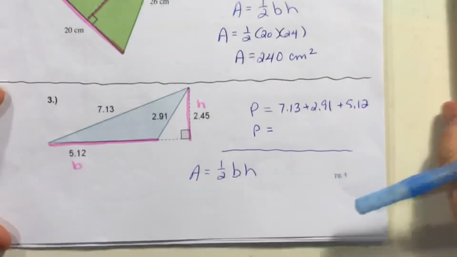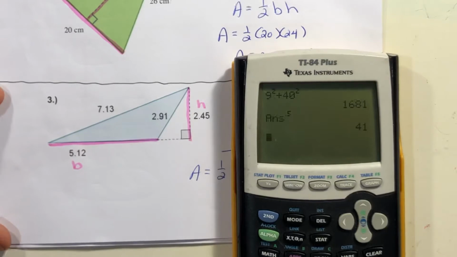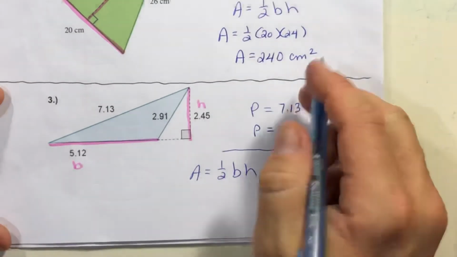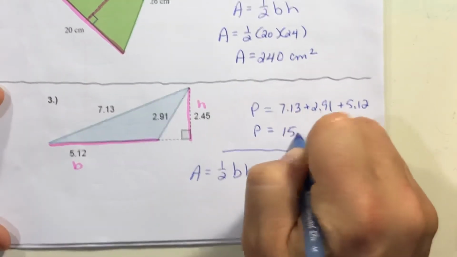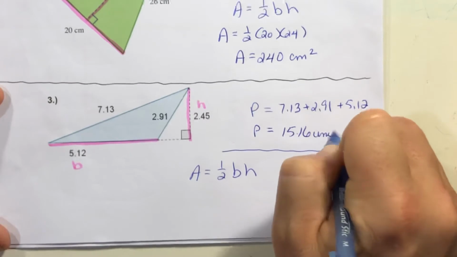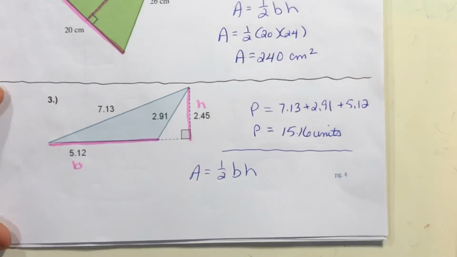For something like this, I'll just take out my calculator and plug those in very quickly. 7.13 plus 2.91 plus 5.12 is giving us 15.16. There are no labels on each of the sides, so I'm going to write units. Should you do that? Yes, you should.